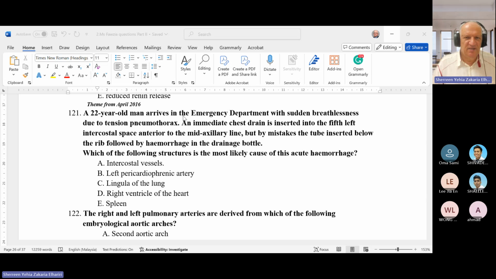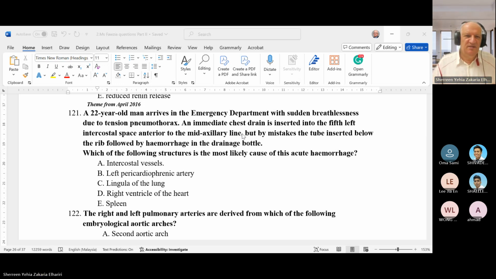A 22-year-old man arrived at the emergency department with sudden breathing difficulty due to tension pneumothorax. An immediate chest drain is inserted in the fifth left intercostal space, anterior to the mid-axillary line. Nowadays, even a needle goes in the fifth intercostal space anterior to the mid-axillary line. But by mistake, the tube was inserted below the rib. It is important to know we insert the tube above the rib to avoid injury.